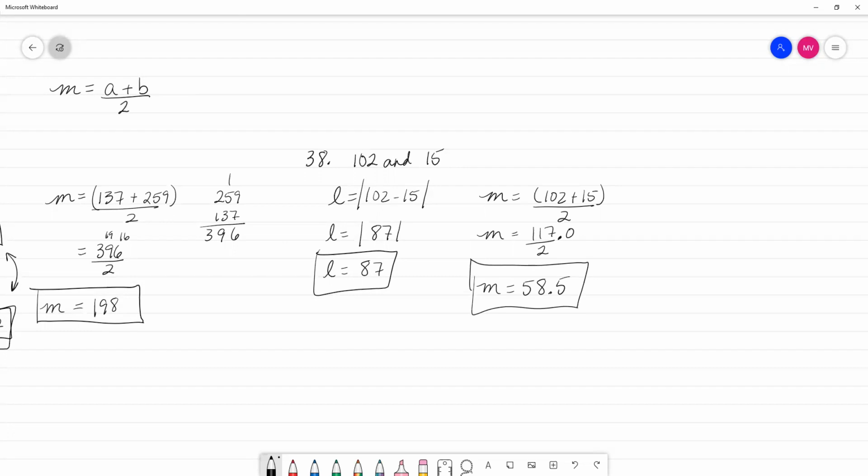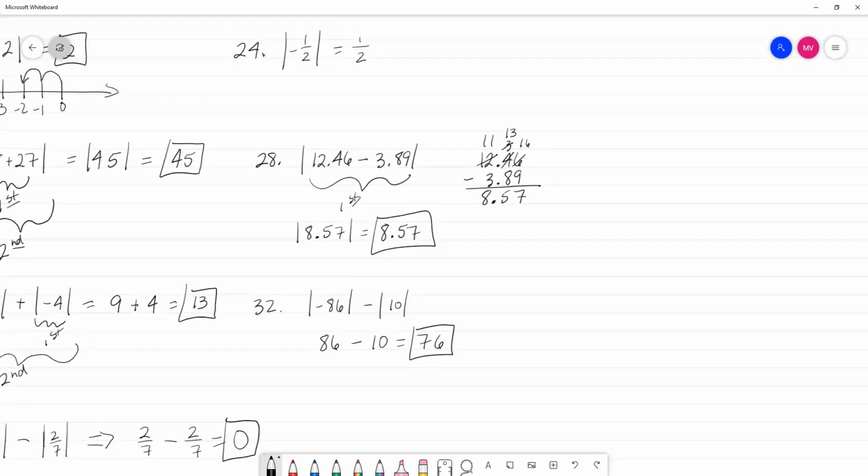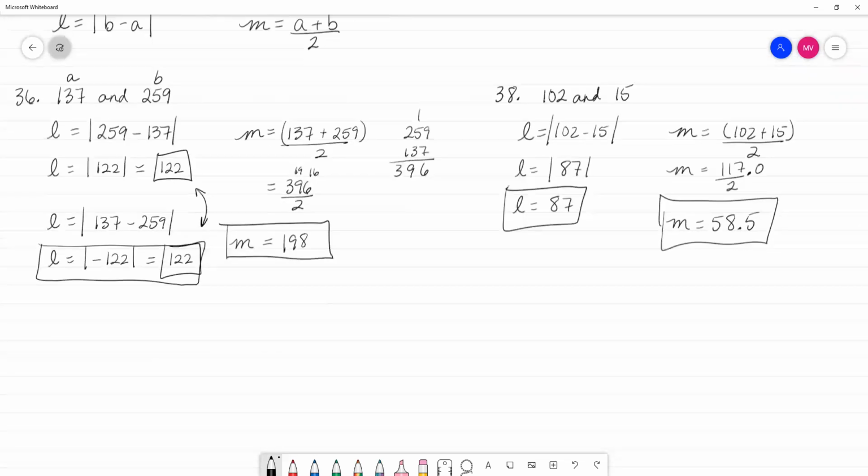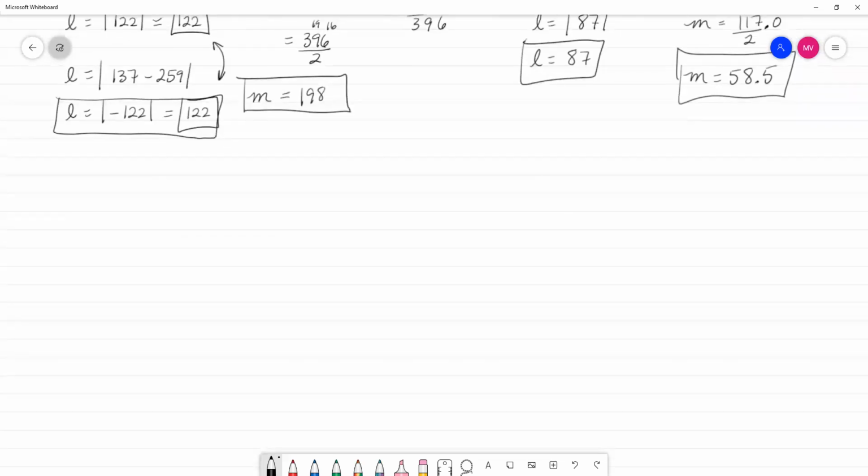Okay. And is that as far as we went? I think so. Where's my, yeah, 2 through 38 even. Okay. All right, so really quick, the only review that I want to do besides what we already did with the homework is to, again, talk about our symbols.